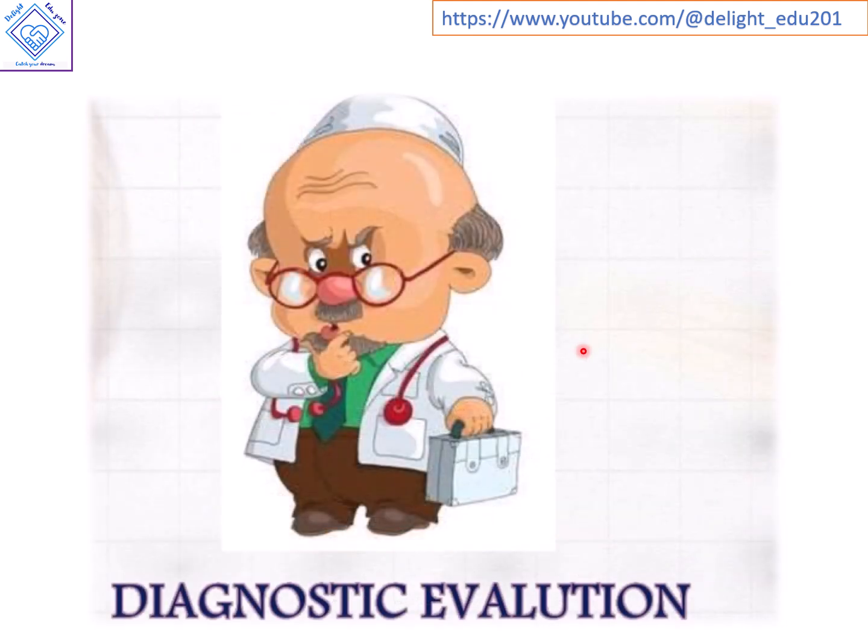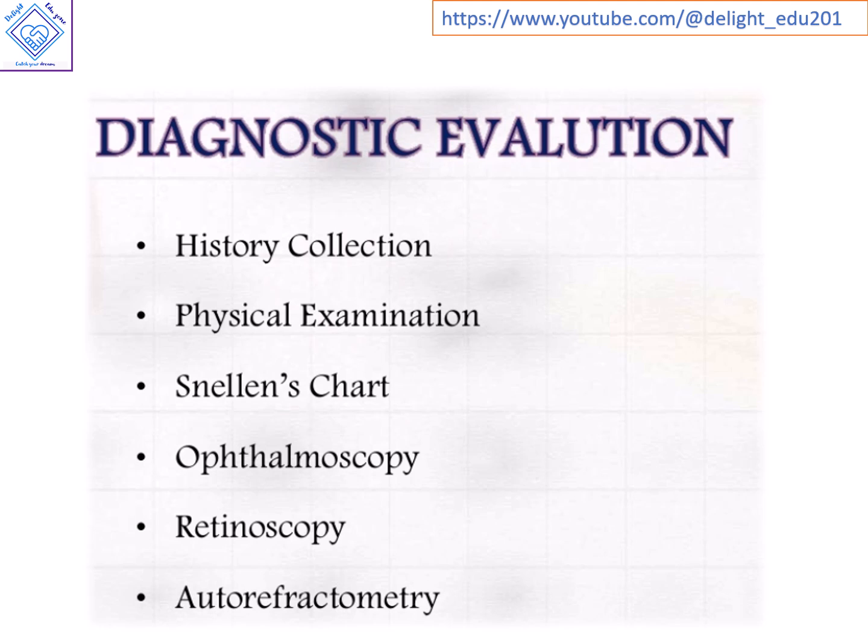And what are the diagnostic evaluations usually for refractive errors? Which are the various diagnostic tests we use? As we learn for each and every condition, history collection: a thorough, in-depth history and background information should be collected. Then physical examination, where we assess the vision test. Then Snellen's chart, ophthalmoscopy, retinoscopy, and autorefractometry.